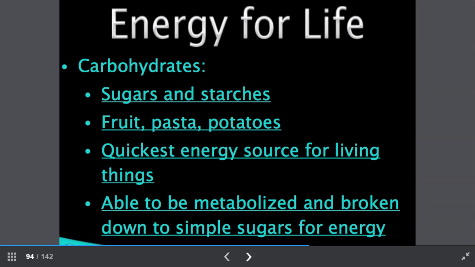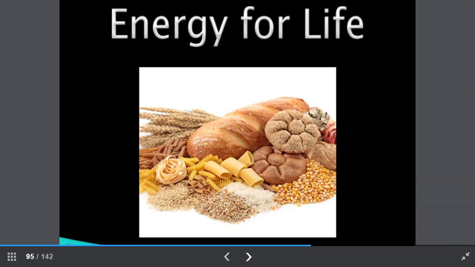The third column is carbohydrates. This includes sugars and starches, such as fruit, pasta, and potatoes. They give us the quickest energy, a quick burst of energy. It's the quickest energy source for living things. They are able to be metabolized and broken down to simple sugars for energy. Here are some examples of carbohydrates. We have grains, whole grains, bread, pasta, rice, corn are just a few examples.